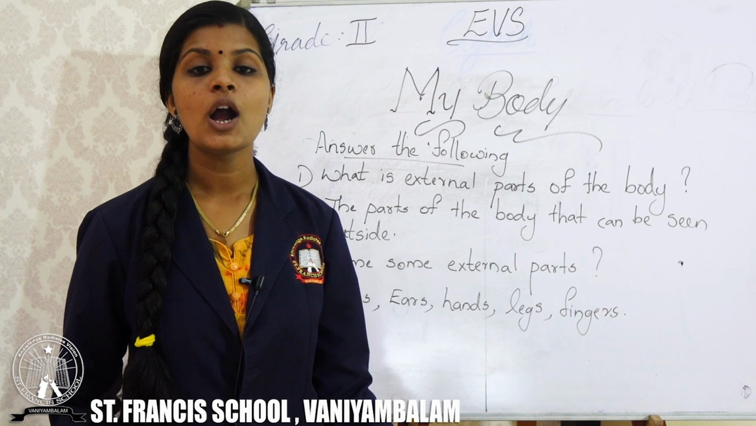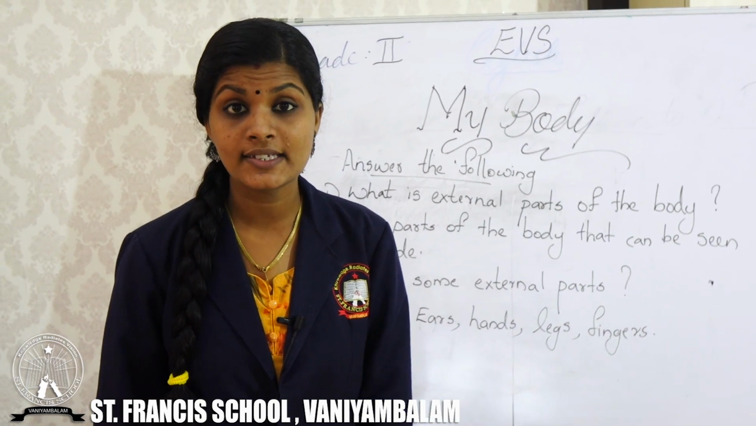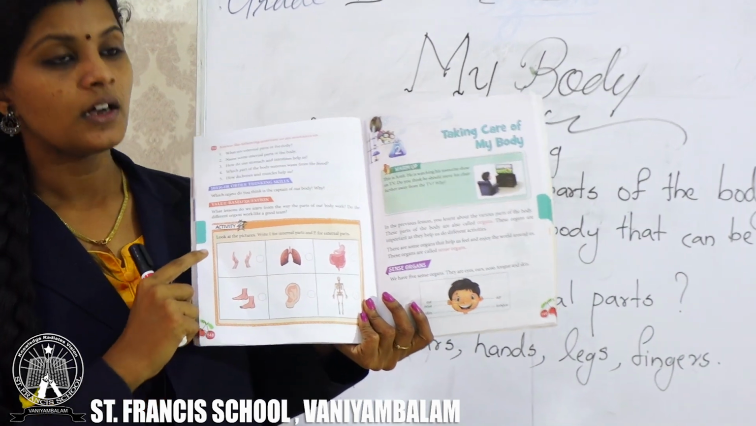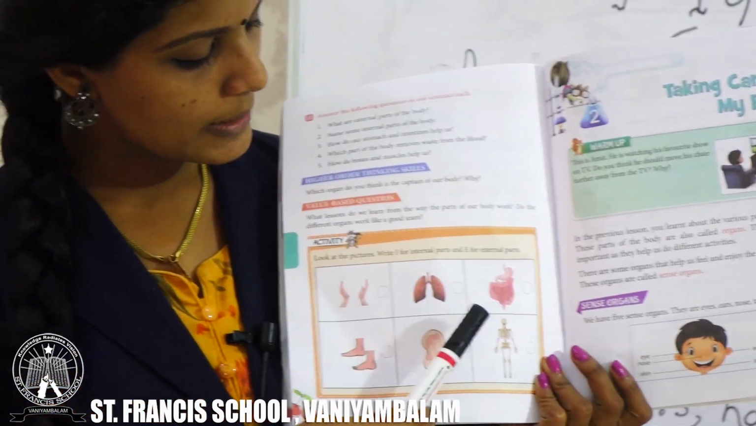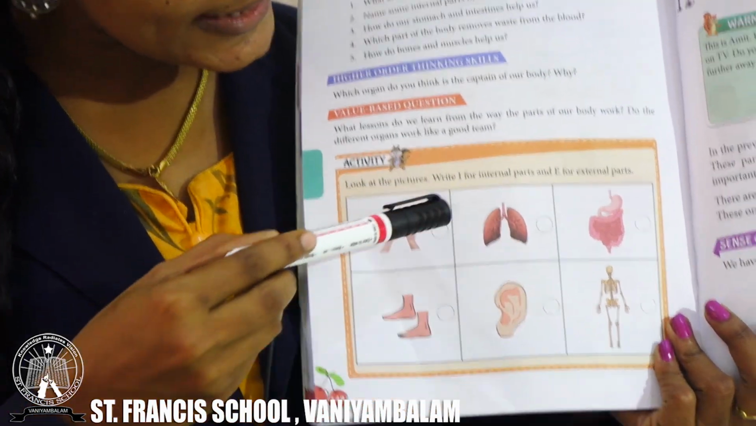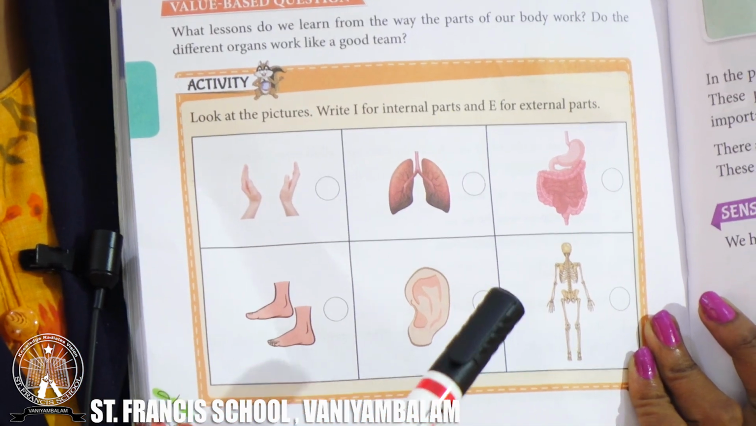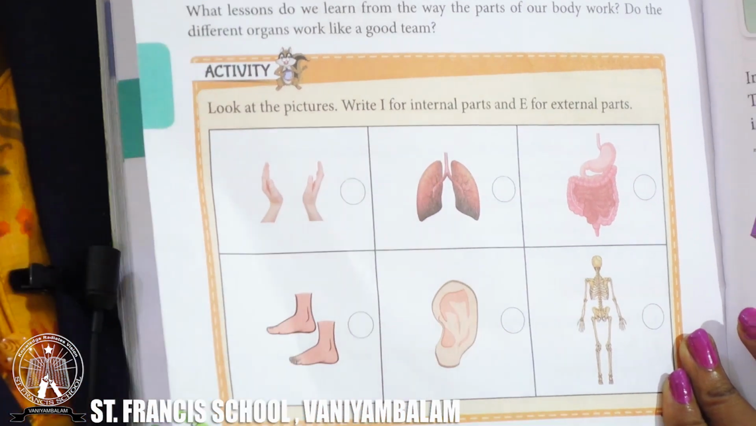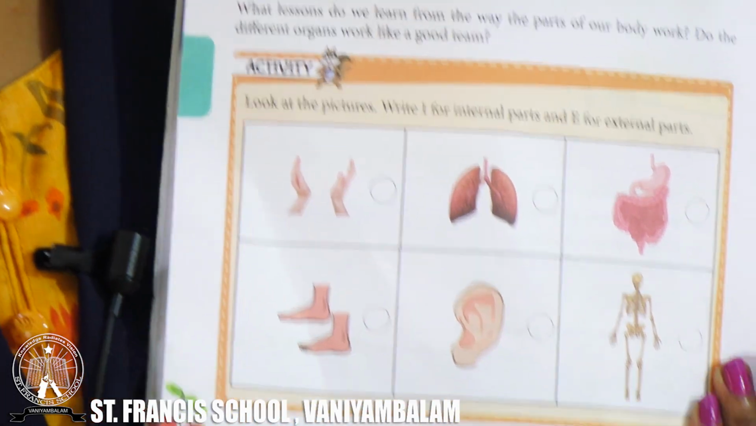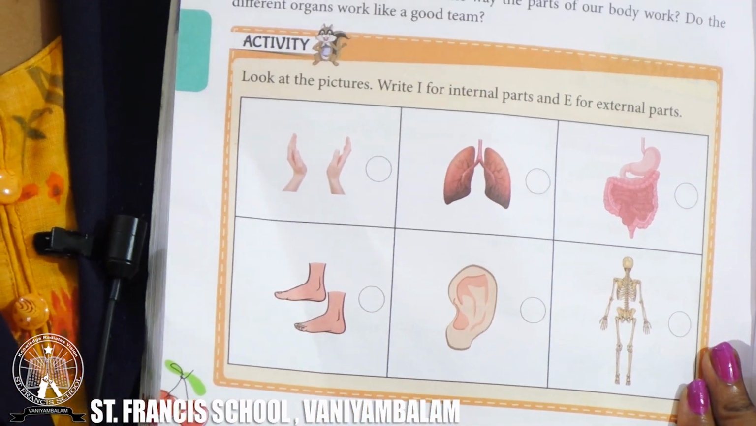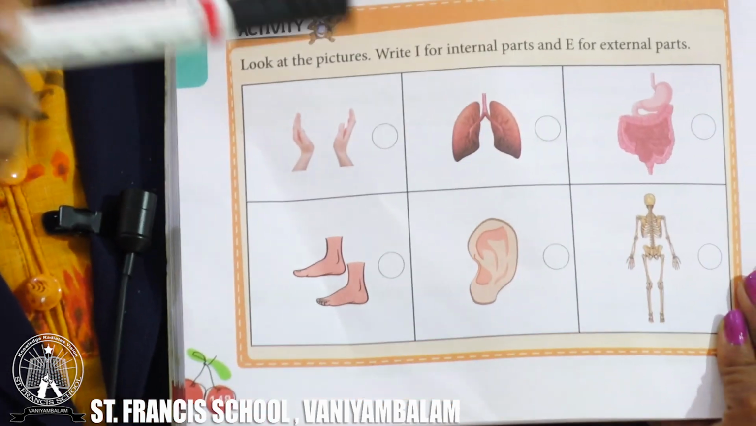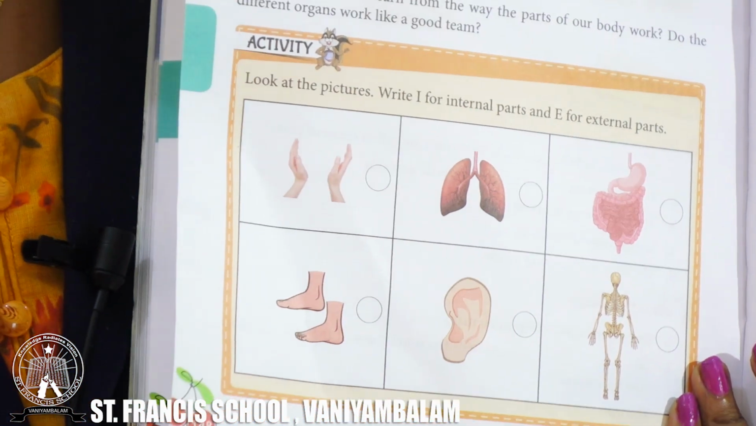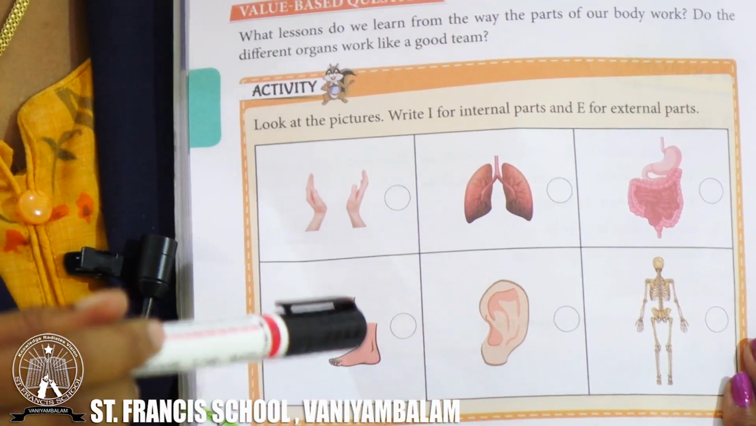All of you take page number 148 in your textbook. Here you can see an activity. You can see the picture, some of the parts of our body. And also you can see a circle beside that picture. What you want to do is, for the picture that is seen outside, for external parts you want to write capital E, and for internal parts you want to write capital letter I. So once again, for external parts you want to write capital letter E, and for internal parts you want to write capital letter I. This is the activity that you want to do in this chapter.